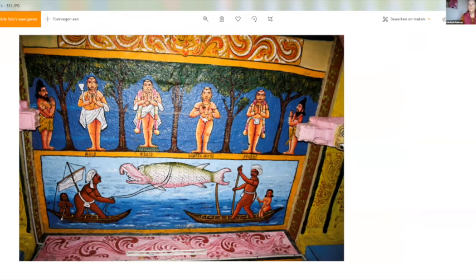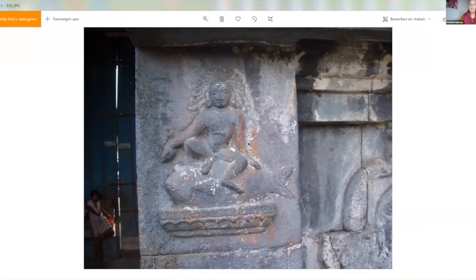Matsyendranath. So Matsyendranath is one of the great teachers of the yogic traditions. And there are several sampradayas that see him as their founder. And he is depicted here on the fish. And so now I got the connection between immortality and the whales and the makaras.